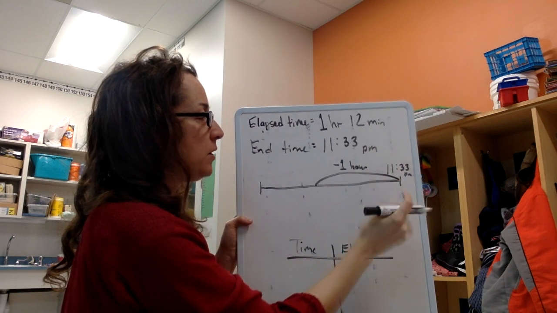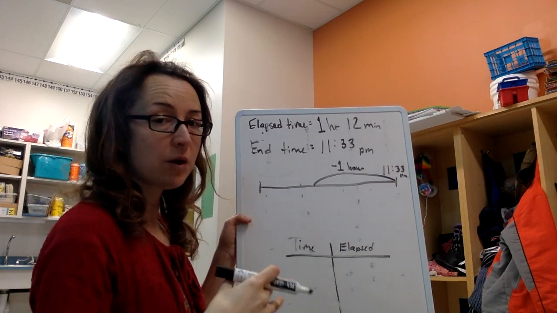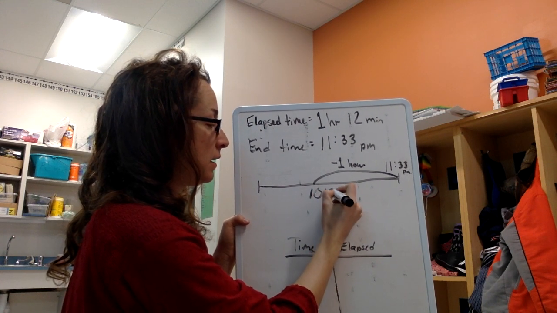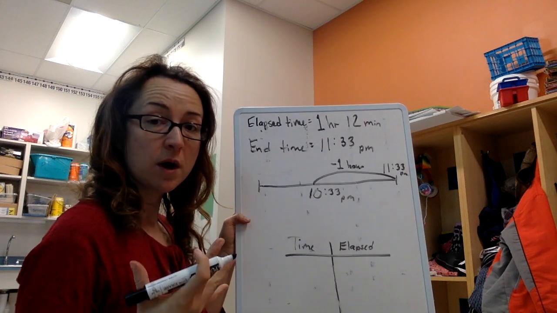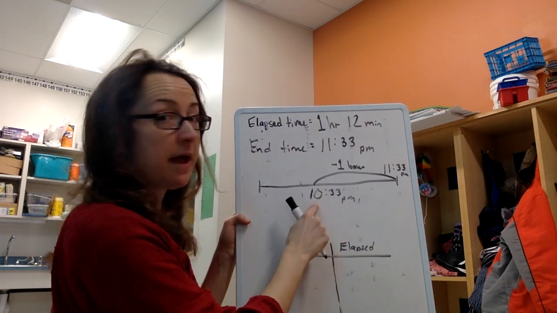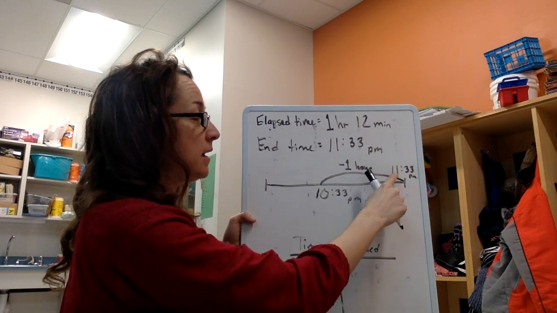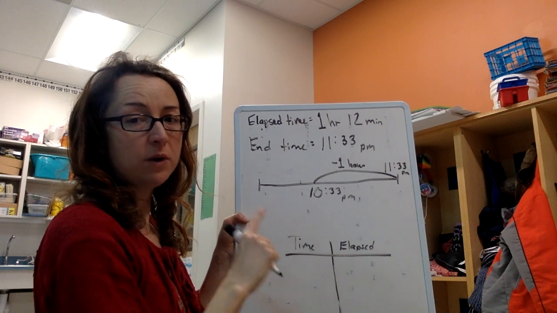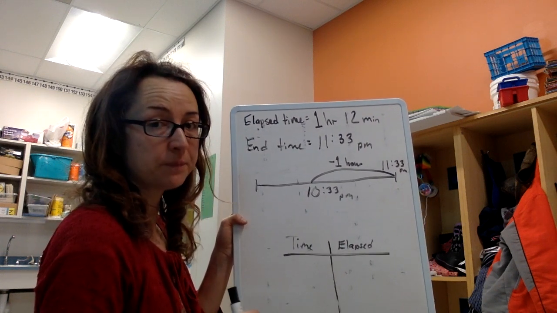So when I'm looking at 1 hour, I see 11:33 right here. If I go back 1 hour, that's going to bring me to 10:33 p.m. So I am focusing on my hour here. And this is good for me because I can easily say, okay, 11 going back 1 hour is 10. So my new time is 10:33 p.m.